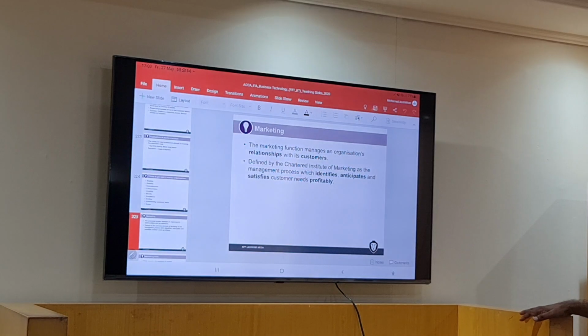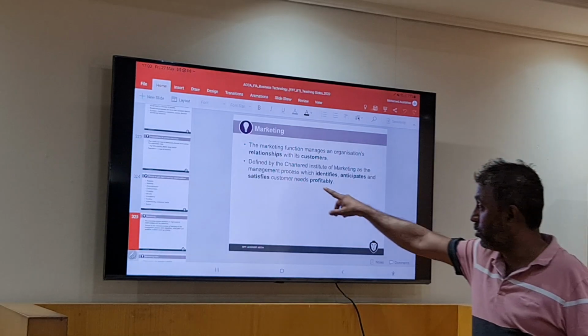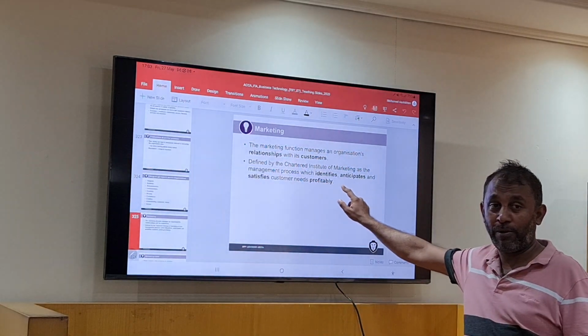The marketing function manages an organization's relationship with the customers, obviously. Defined by the Chartered Institute of Marketing as the management process which identifies, anticipates and satisfies customer needs profitably. That's what marketing is. You should identify, anticipate and satisfy customer needs. But the bottom line is, you must be doing it in a profitable manner.